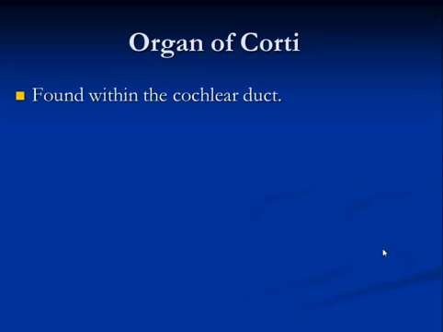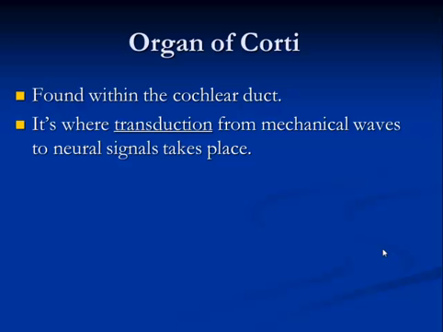Okay, so the organ of Corti, very important, is the place for transduction. The place where we're going to convert something in the world, in this case a sound wave, into something the brain can deal with, into the code of the brain. And the codes of the brain are nerve signals, action potentials.